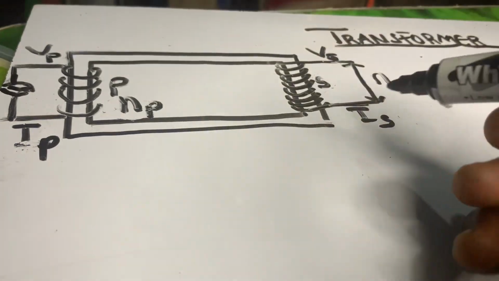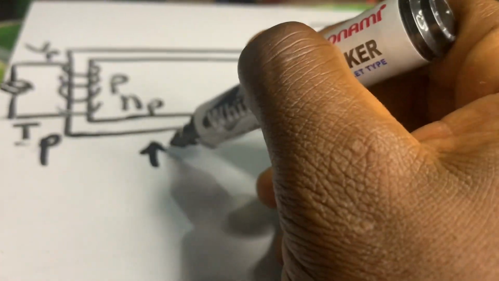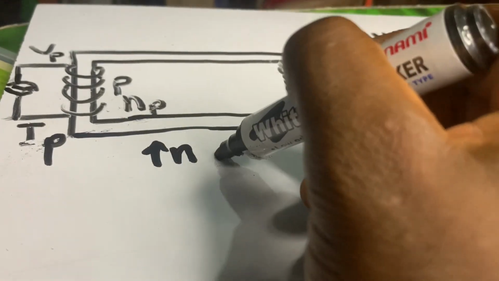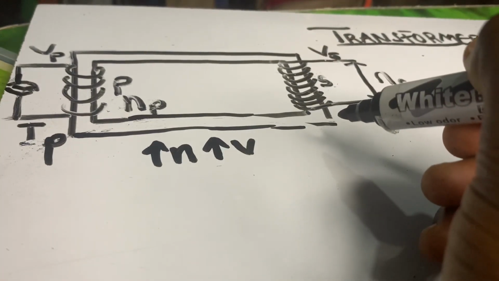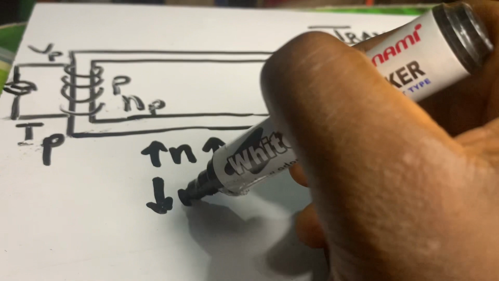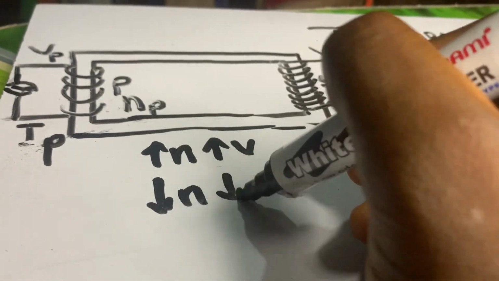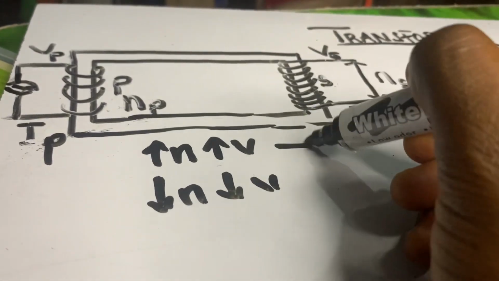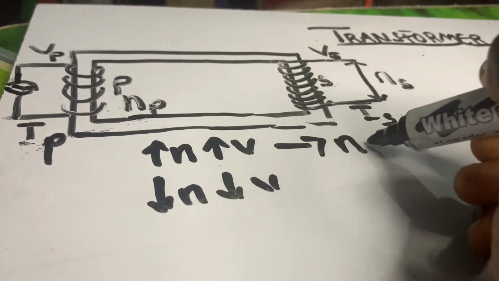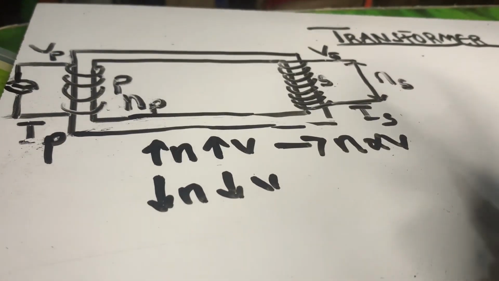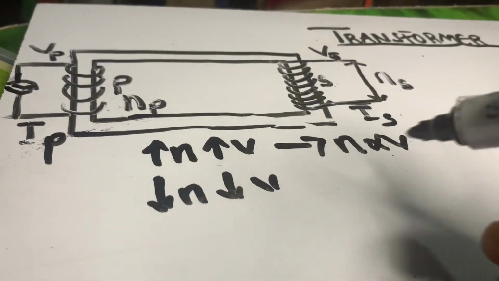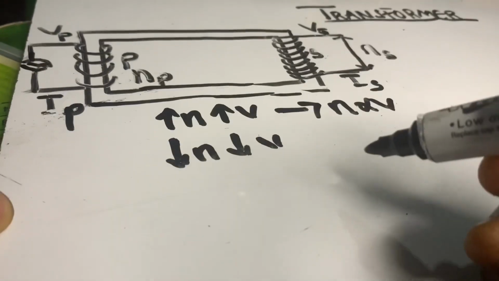So should we increase the number of turns on a coil, we will end up increasing the voltage. Should we decrease the number of turns, we will end up decreasing the voltage. So we can say that the number of turns is directly proportional to the voltage. Now, we can write down this relationship.